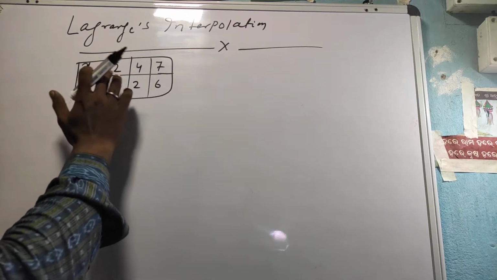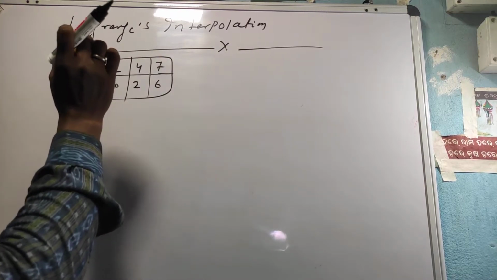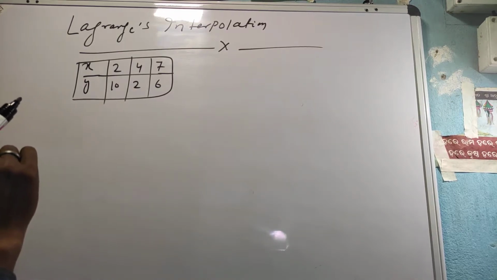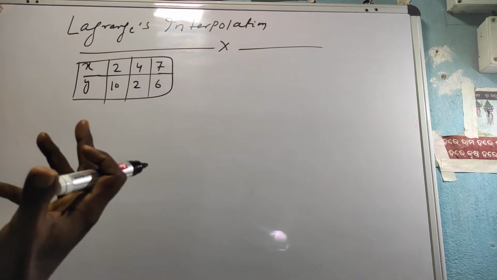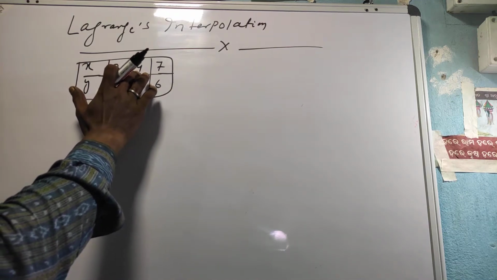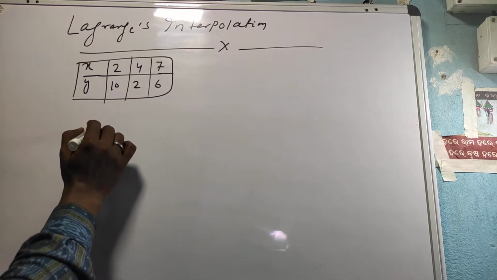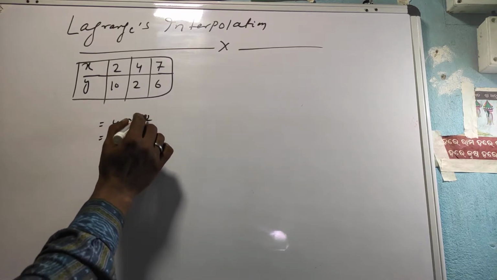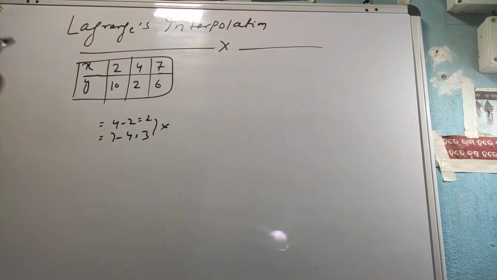First of all, subtract the x values from each other. If the subtraction gives the same value each time, then you can be sure that Newton interpolation is applied, and in this case we can find forward as well as backward interpolation. Here, 4 minus 2 is 2 and 7 minus 4 is 3, which are not equal, so you have to be sure that this is a case for Lagrange interpolation.